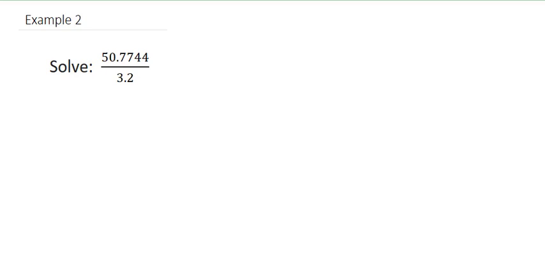In this next example, we are going to divide 50.7744 divided by 3.2. In a fraction, the second number is the number on the bottom, so we will be placing the second number out front. So this number is known as the divisor, and since we cannot have decimals in the divisor, we need to move the decimal point before we begin dividing. And so we start by moving the decimal in the divisor one place to the right, and so we need to do the same to the dividend. So let's do all of this.